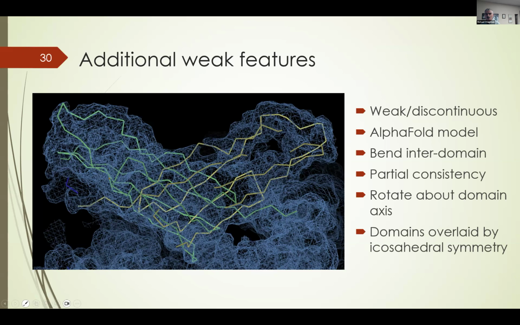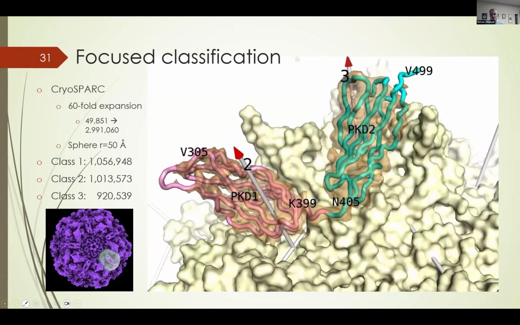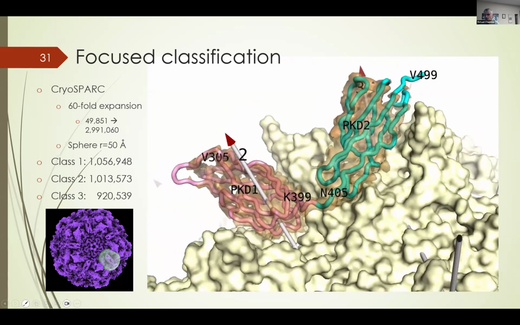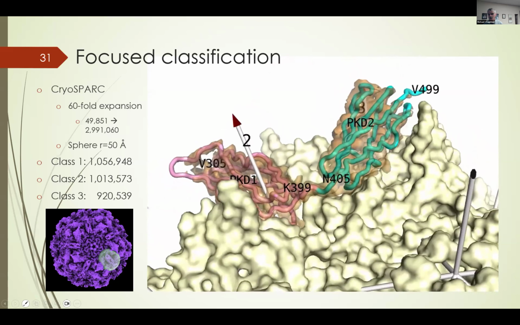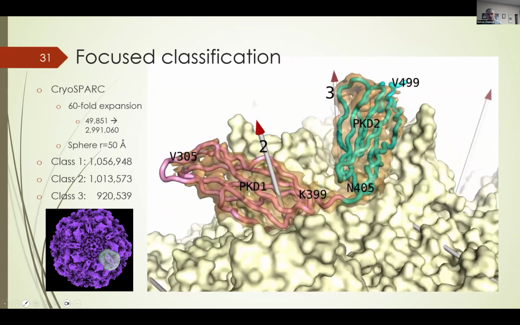So, spoiler alert, I'm skipping a couple of steps to preview that we would ultimately be successful with a focus classification. But I want to show you the answer first. In green here, we've got the PKD2 domain that's similar to what we had seen in the complex with AAV2. And in pink here, we've got the domain that we'd never seen before.